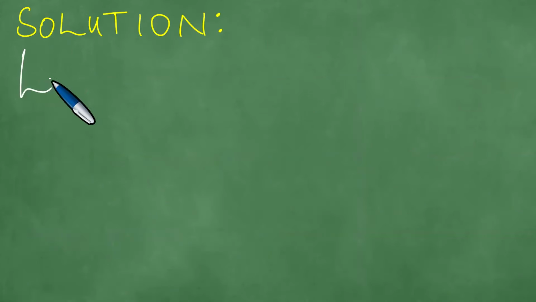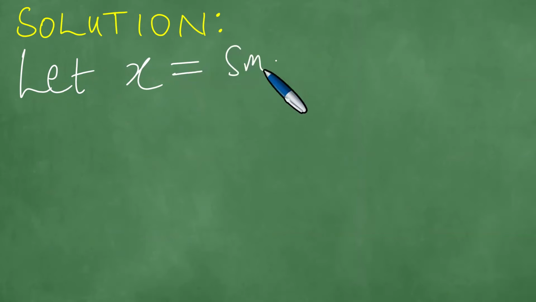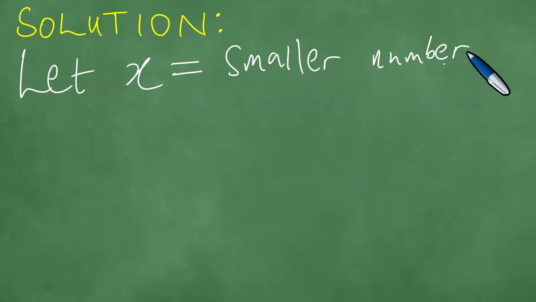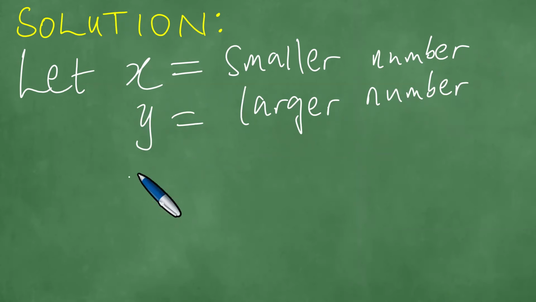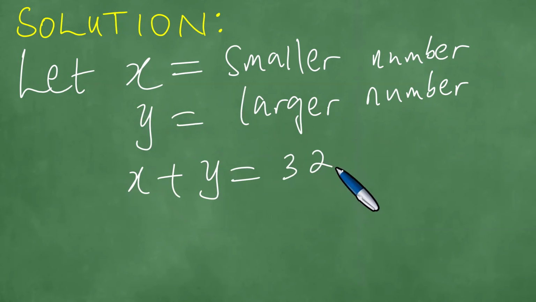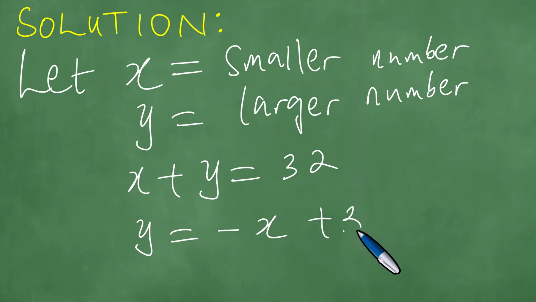So we let x be equal to the smaller number. And simultaneously, y becomes the larger number. Okay, like so. And then what do we do? We determine the sum. The sum is 32, and this means that y is minus x plus 32. And let us call this the first equation.